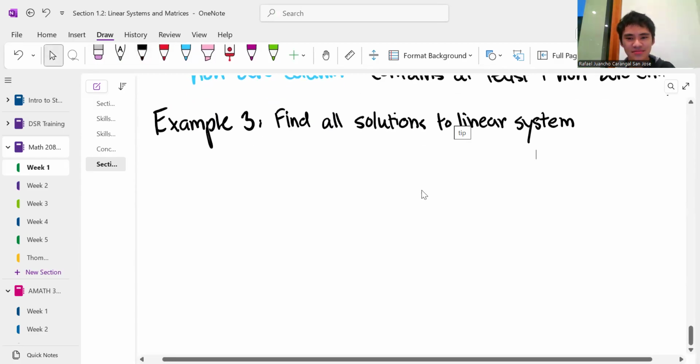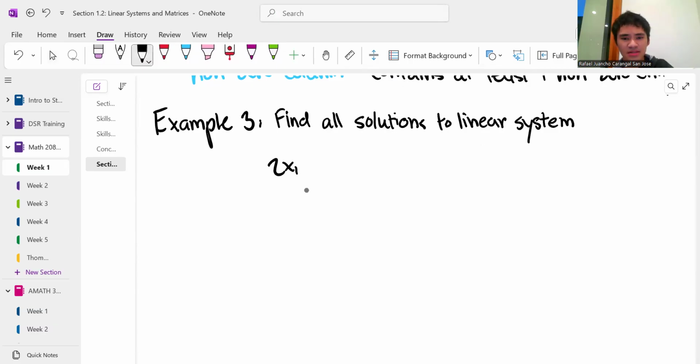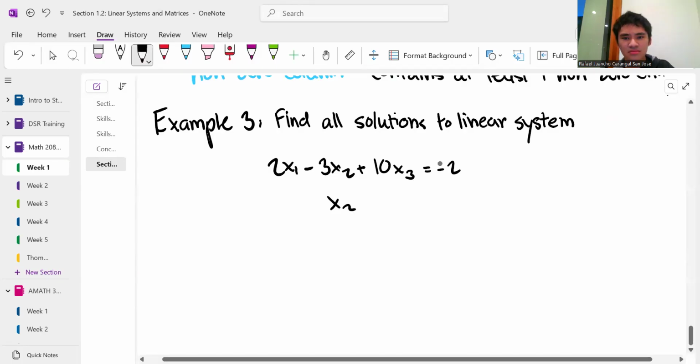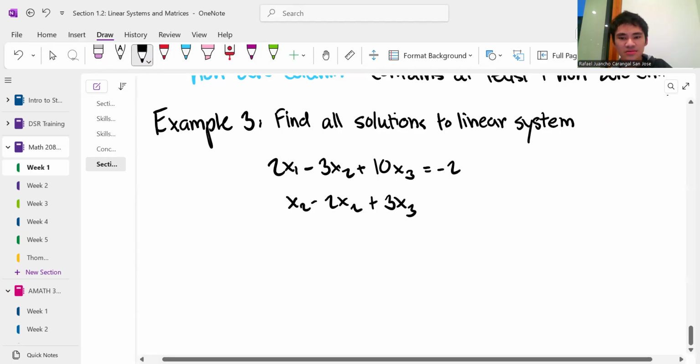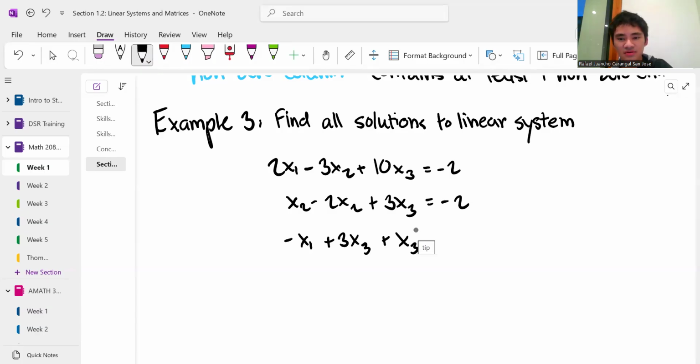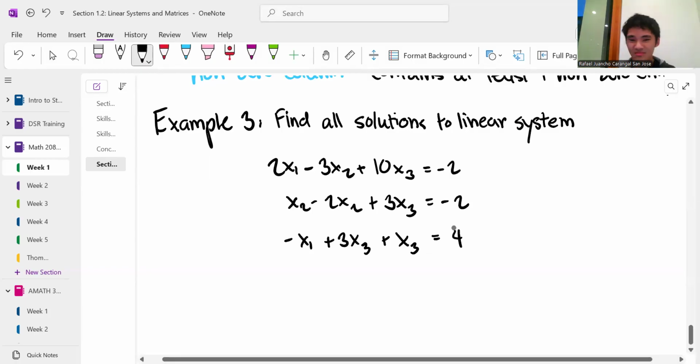Okay, so here's the linear system. We have 2x sub 1 minus 3x sub 2 plus 10x sub 3 equals negative 2. Then x sub 2 minus 2x sub 2 plus 3x sub 3 is equal to negative 2. Then we have negative x sub 1 plus 3x sub 3 plus x sub 3 equals 4. So immediately I see x sub 2 terms here, and I'm just going to add them both.